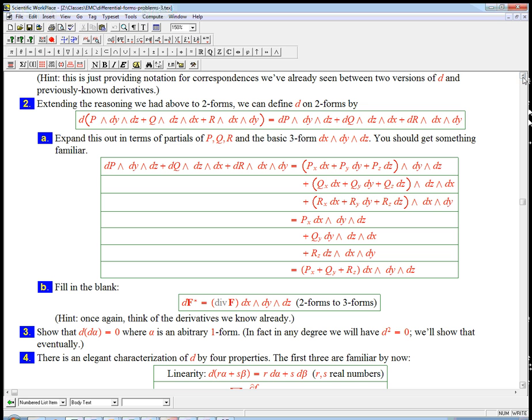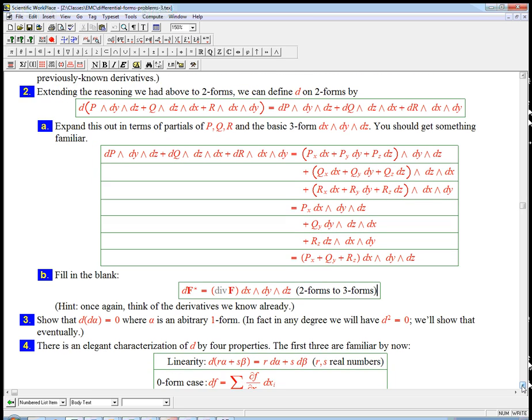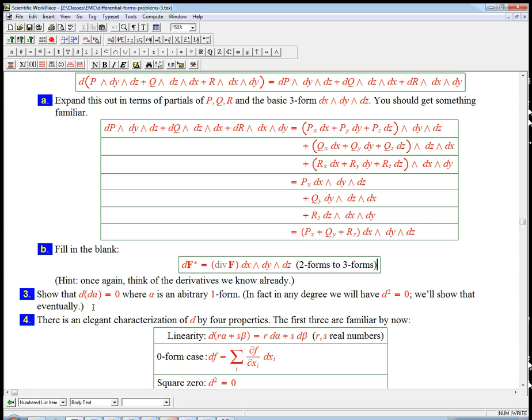So this is a big payoff point where we see that the same exact operation, d in 3 different degrees, replicates div, grad, and curl all automatically. That's pretty neat. Okay. Now, next one.